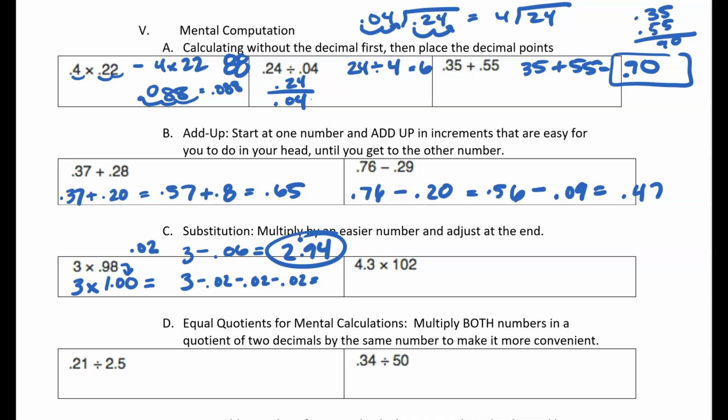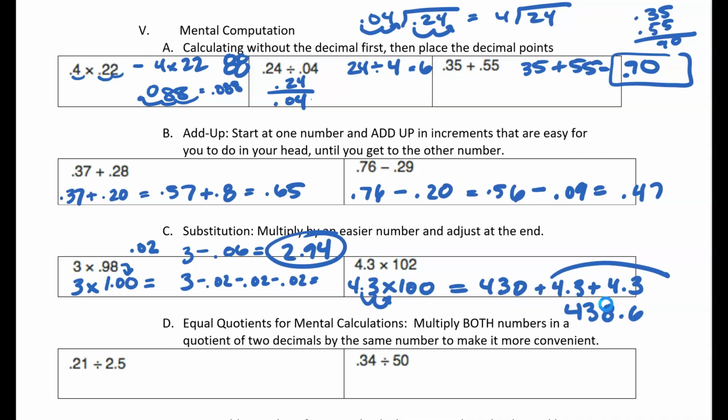Okay, next one. 102 is really close to 100, so I do 4.3 times 100, which means move the decimal 2 spots right, which gives us 430. And then I ask myself, did I do too much or too little? Well, I did too little because I was supposed to have 102 groups of 4.3. So I'm going to add 2 more groups of 4.3 to that. Adding these together, I got 8.6. So 8.6 plus 430 is 438.6.